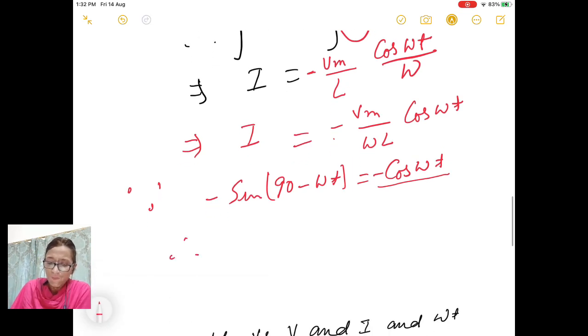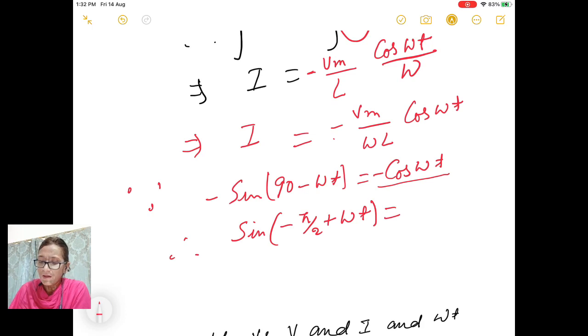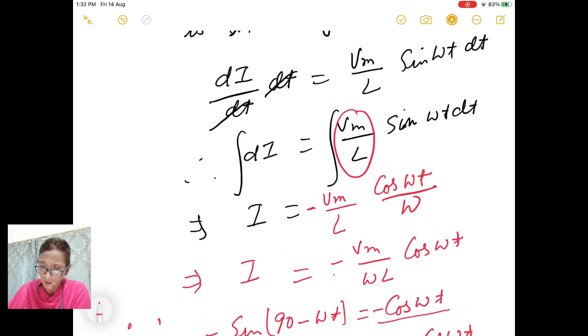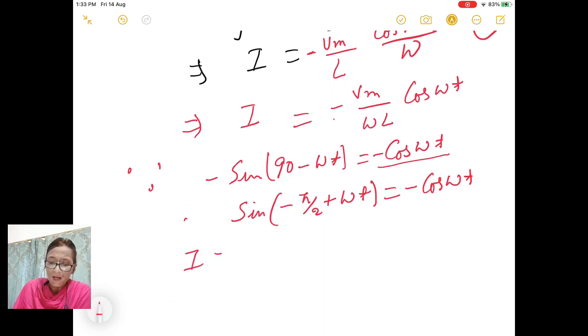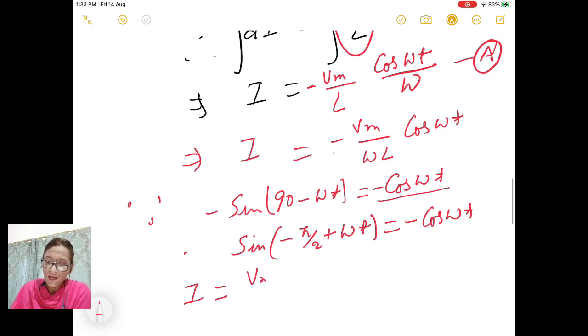So therefore, this minus of sine theta actually is sine minus pi by 2. Instead of 90 degree, I am writing pi by 2, and this minus is included here. So minus and minus here becomes plus omega t. So in place of minus cos omega t, you may write this quantity in equation A. So now in equation A, I is equal to Vm upon L omega sine omega t minus pi by 2.